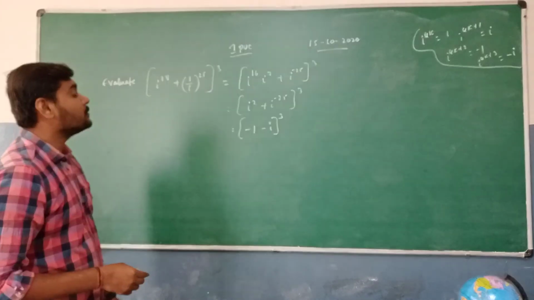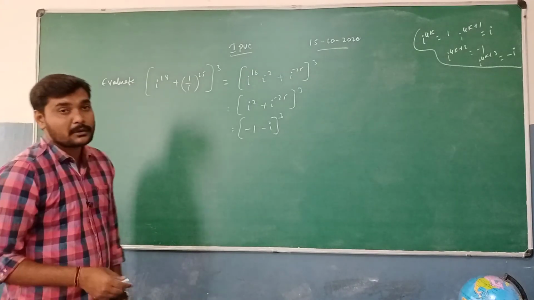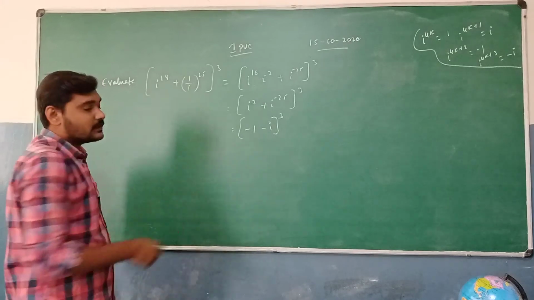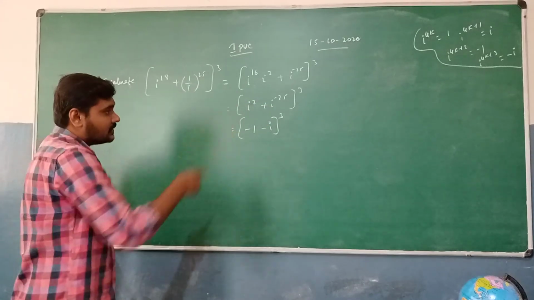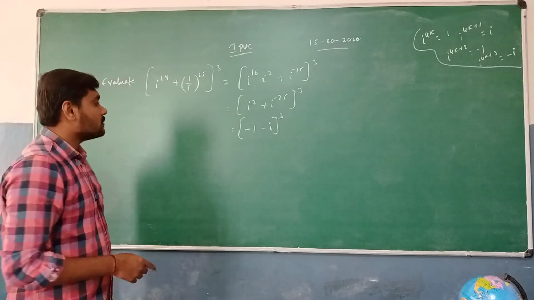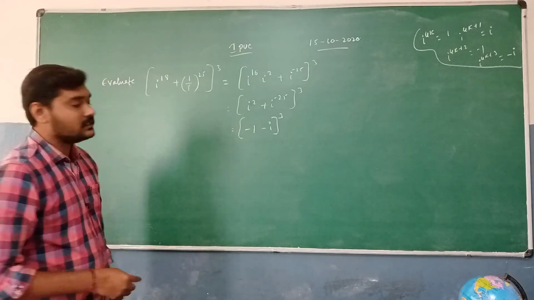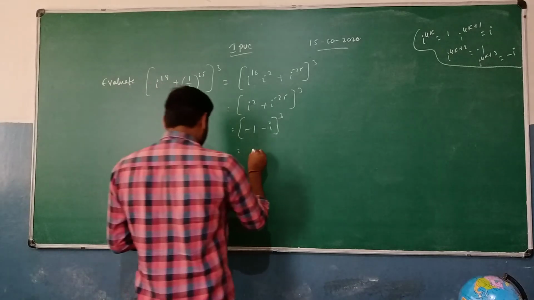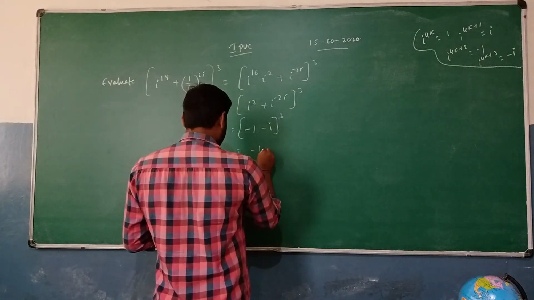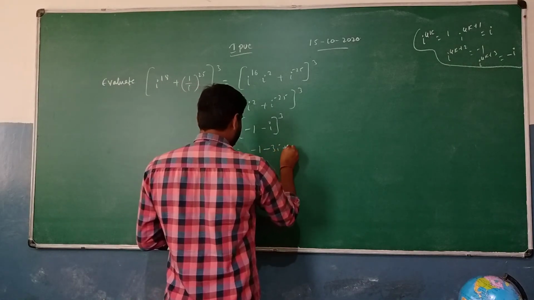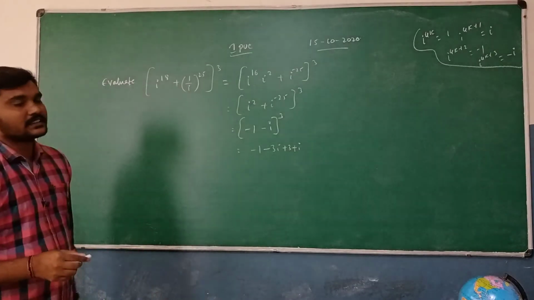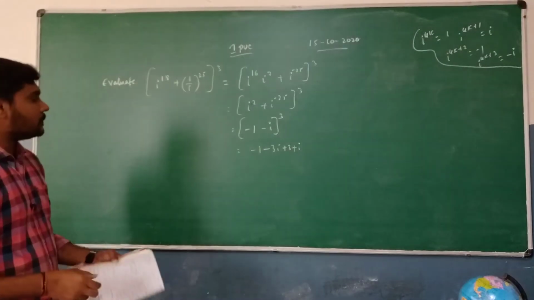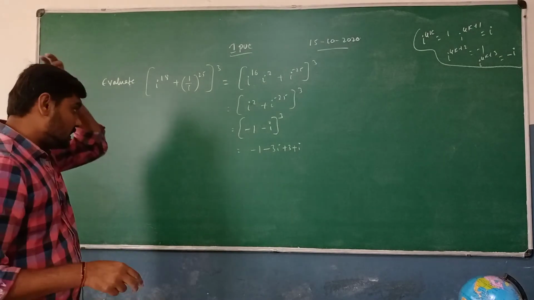So this is also in the form of a minus b whole to the power 3, so apply the formula for a minus b whole to the power 3. While doing the last problems we expressed this, so minus 1 minus I to the power 3. It's going to be minus 1 minus 3i plus 3 plus I. So that is how it gets expressed: minus 1, minus 3i, plus 3, plus I.